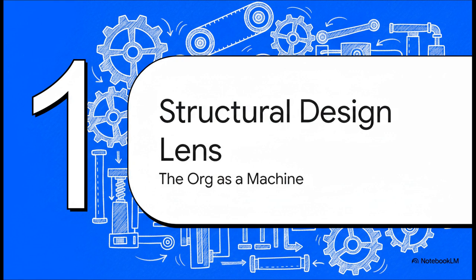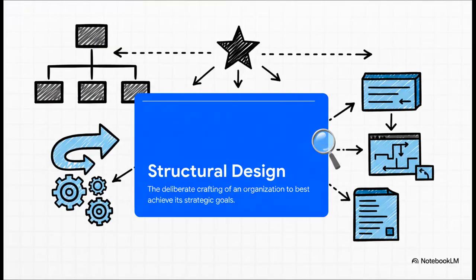Okay, our first lens is the structural one. This is probably the most familiar to all of us. It's the view of the organization as this intricate machine, a system of gears and levers that you can logically engineer to hit very clear, rational goals. So at its core, structural design is all about the formal architecture. Think org charts, reporting lines, official processes, KPIs, information systems, the blueprint of the company. It's all about deliberately crafting these pieces to align perfectly with the overall strategy.